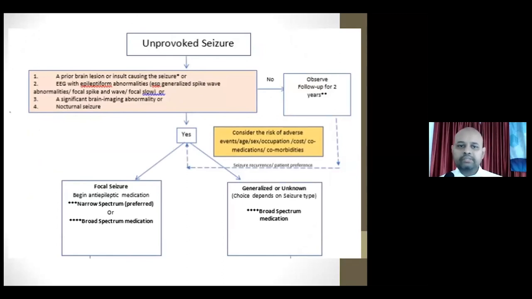So for an unprovoked seizure, if you have a prior brain lesion, EEG with epileptiform discharges, a significant brain imaging pathology, and nocturnal seizures, you are at higher risk of having seizures. So there you start them on antiepileptic drugs. If not, then you need to consider other factors. Is the patient involved in an occupation where he really can't afford to have another seizure? Then you might decide, okay, we'll start this patient on antiepileptic drugs. So there are other contextual factors which you need to consider when starting antiepileptic drugs.